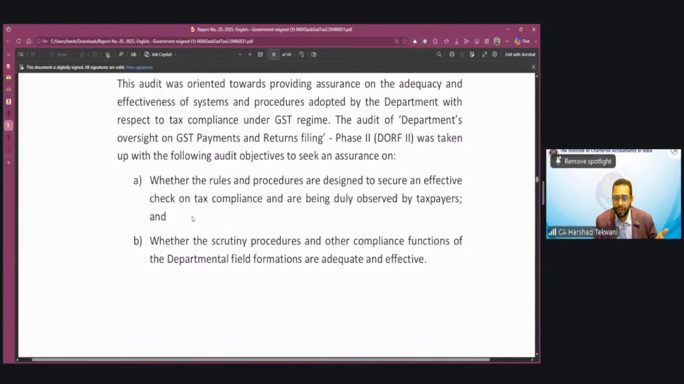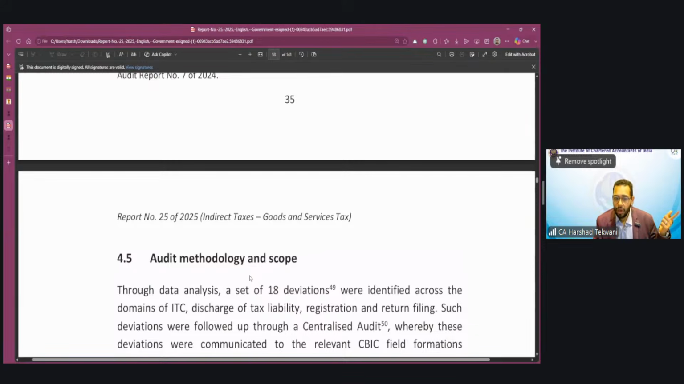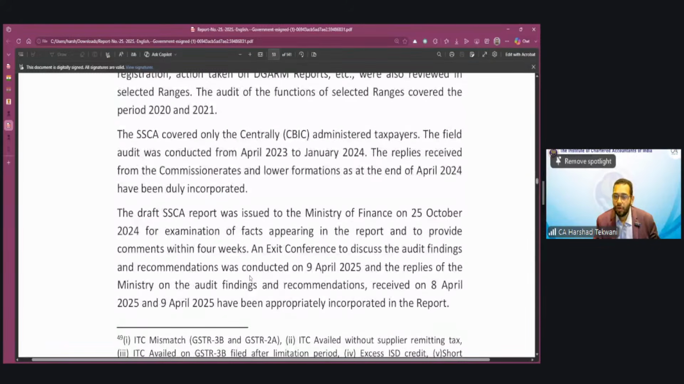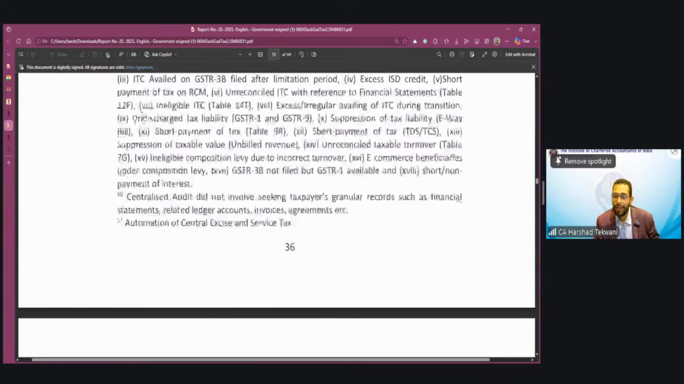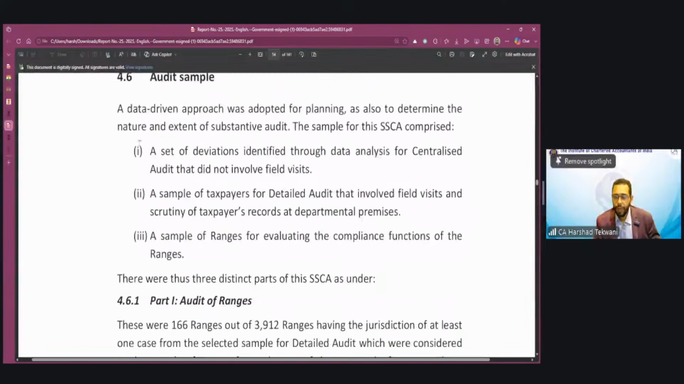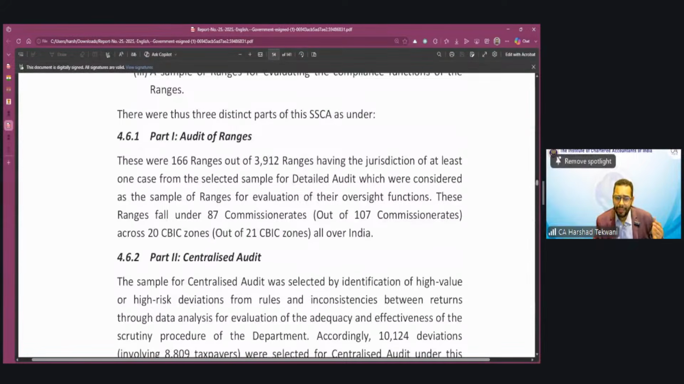If I talk again about the objectives of the audit: whether the rules and procedures are designed to secure an effective check on tax compliance as per the law, and whether the scrutiny procedures and other compliance functions of the departmental field formations are adequate and effective as per the law. Whether they are as per the law or not, the legal framework, and accordingly everything is being studied. This is for the Department of Revenue. This is how the compliance audit is done. Audit samples are taken and then the audit is performed.